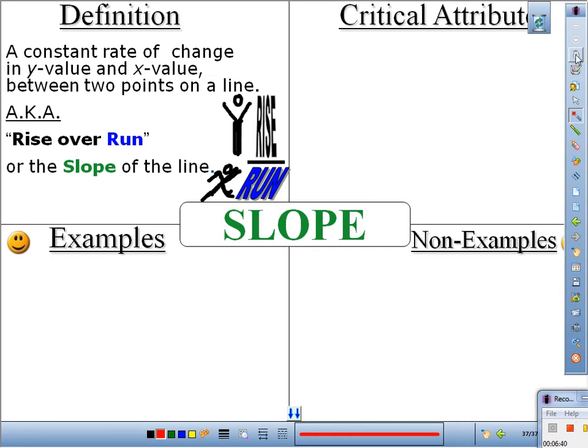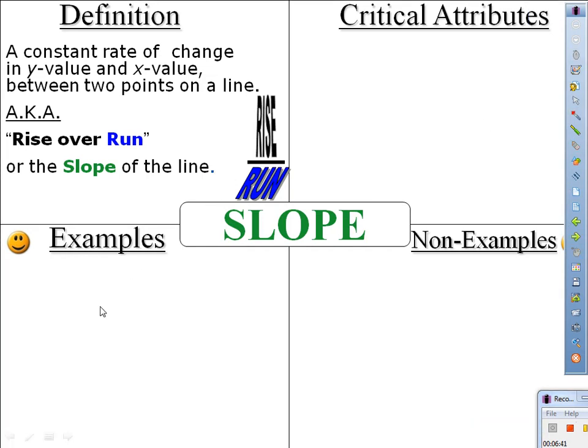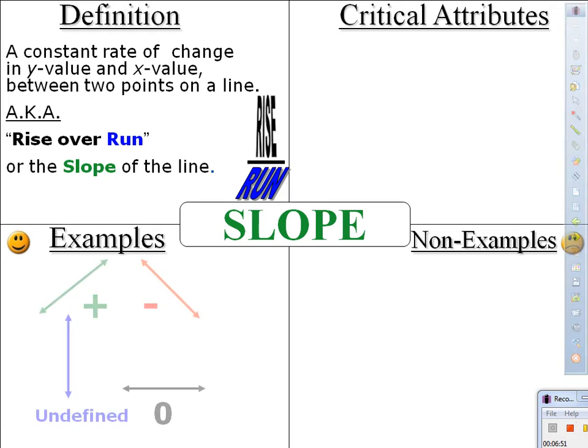Okay. So I'm going to give you examples. I'm going to show you different lines with the four different types of slopes. Okay, here it goes. This line, the green one, represents a positive slope. The red one represents a negative slope. This one represents undefined, and this one represents zero. Copy that, and I'll explain it right now as to why each one is which. Okay? Copy that.